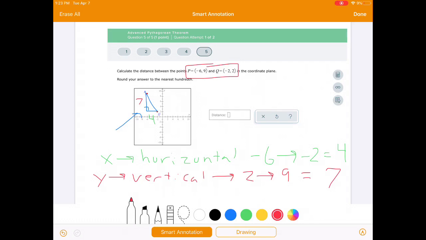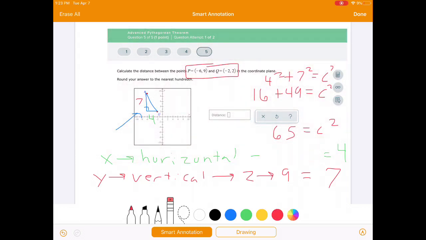So a squared plus b squared equals c squared. We are going to look at taking 4 squared plus 7 squared equals c squared. And remember, 4 to the second power does not mean 4 times 2. It means 4 times 4. So that's 16 plus 49 equals c squared. 16 plus 49 gives us 65. And then the last thing we need to do once again is go ahead and take the square root. So let me give myself a little bit of space here.